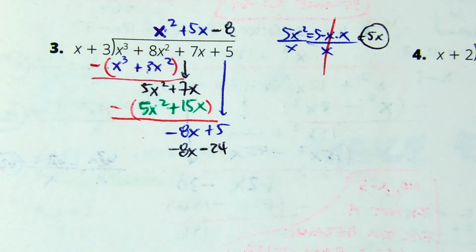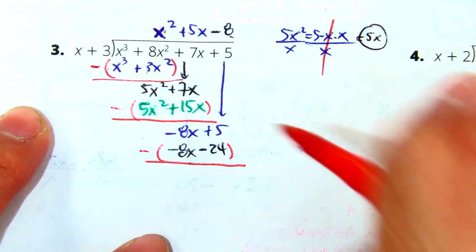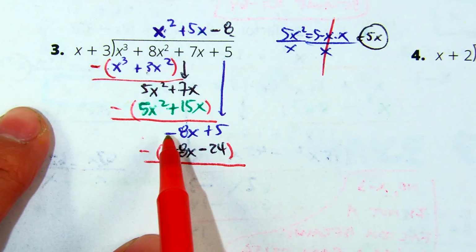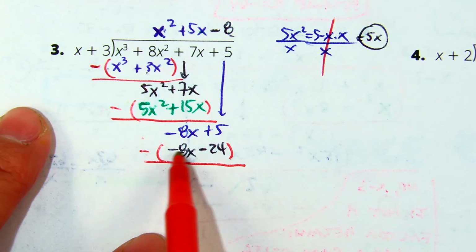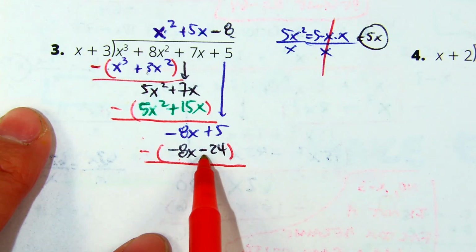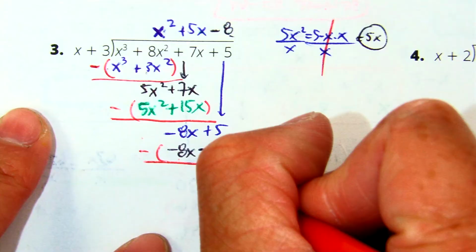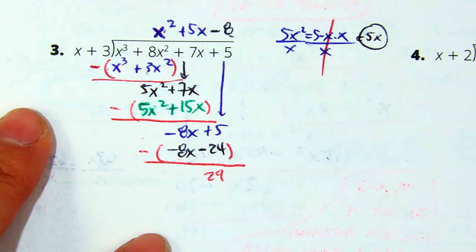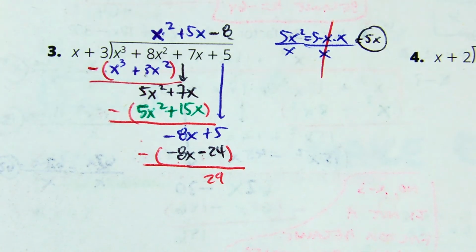And Jasmine, if I subtract here, yeah, negative 8 minus negative 8 is the opposite of negative 8. This is positive, this is negative, so it's 0. 5 minus negative 24, the opposite of negative 24 is positive, so 5 plus 24 is 29. Okay, that was step number 1. That was to determine the quotient using polynomial long division.